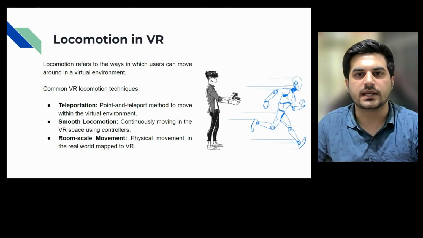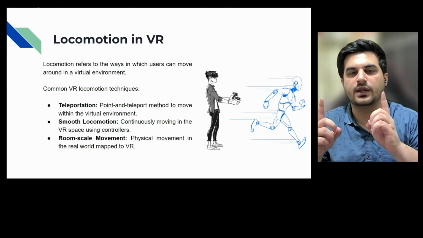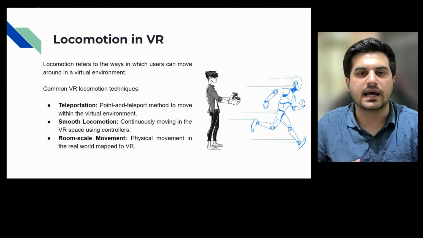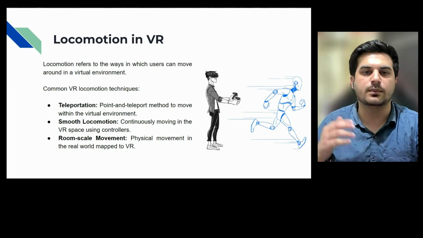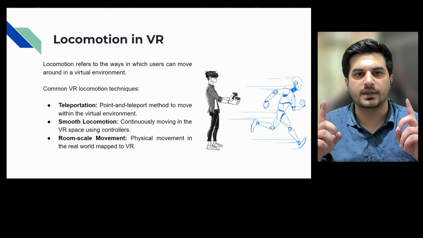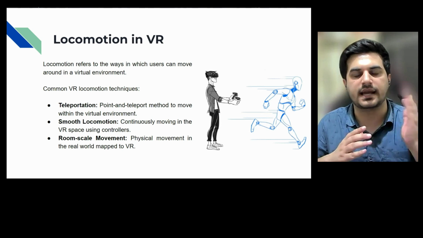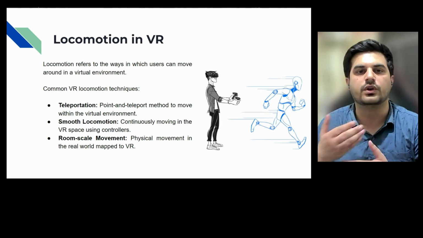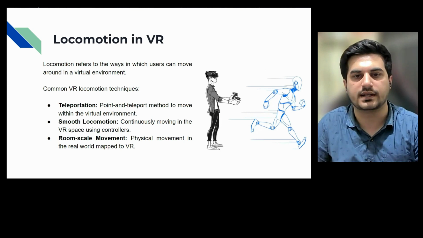Next is smooth locomotion. In this, if we are moving from point A to point B, we are moving smoothly and continuously like this. So this is another method of locomotion. The last is the room scale method. In this, we have to physically move. Suppose we are moving from point A to point B, we are physically moving in the real space, in our physical world, and that is working in the virtual environment. In teleportation and smooth locomotion, we are not moving in the real world. We are only moving in the virtual world. So these are the three basic locomotion techniques used in virtual reality.